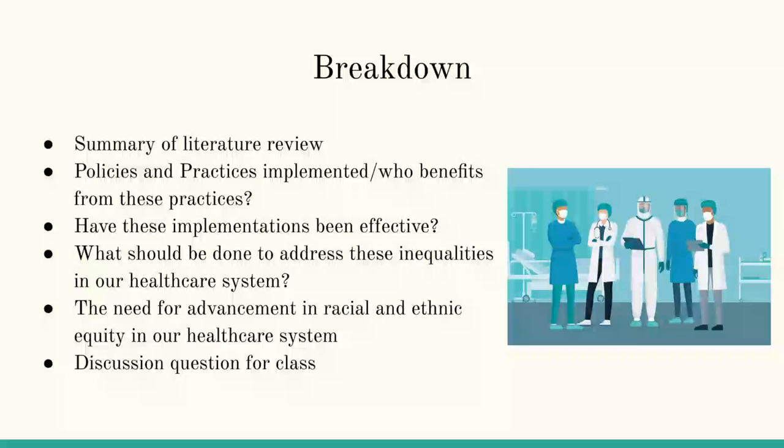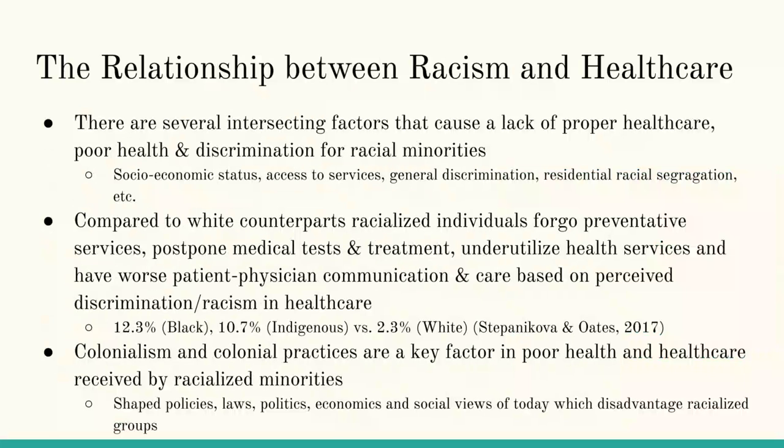Firstly, I will give a quick overview of the subtopics in our literature review and the information and research that was found and analyzed. I then will discuss the policies that have been implemented and who benefits from these implementations. I will also discuss the effectiveness of these implementations and what needs to be done to address the inequalities present in our healthcare system. Then, finally, I will discuss the need for advancement in racial equity in our healthcare system and share our discussion question for the class.